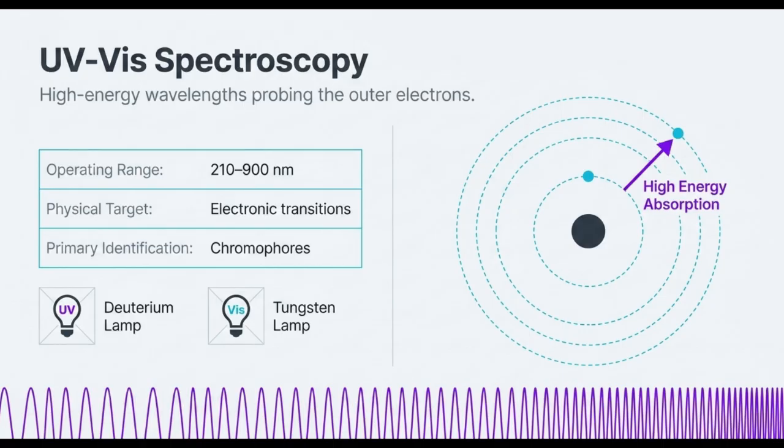Ultraviolet-visible spectroscopy, or UV-Vis, uses high-energy wavelengths in the range of approximately 210 to 900 nanometers to probe the outer electrons of a molecule. The physical target is electronic transitions, meaning electrons moving from a lower energy orbital to a higher energy orbital. The primary identification feature is the chromophore, which is any part of the molecule responsible for absorbing UV or visible light. Common chromophores include carbon-carbon double bonds, carbonyl groups, and aromatic rings. UV-Vis is fast, simple, and highly sensitive, making it ideal for quantifying drugs that contain chromophores, such as paracetamol.